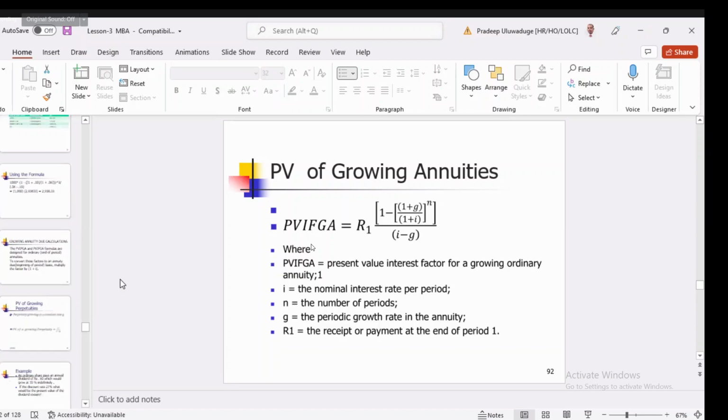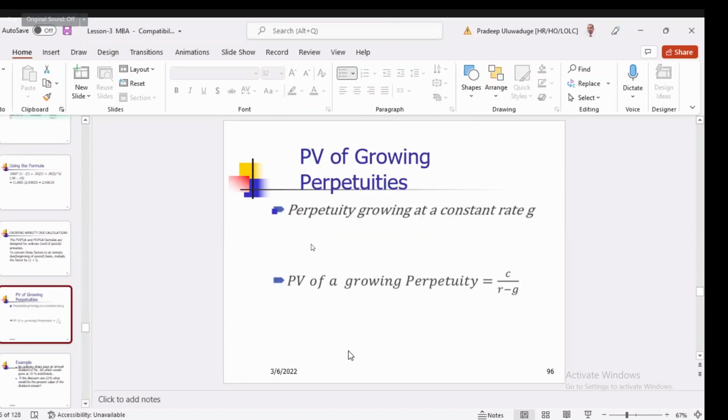Then present value of growing perpetuities. Now you know the difference between the perpetuity and the annuity, right? Annuity is you have a maturity date, you have a limited number of cash flows, but in a perpetuity you have unlimited number of cash flows. And if this unlimited number of cash flows is growing at a constant rate G, right?